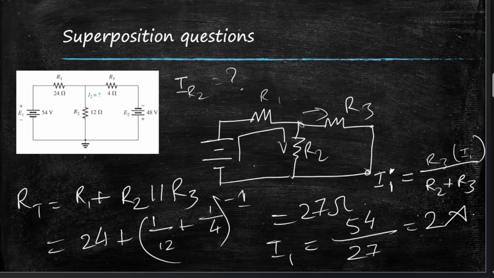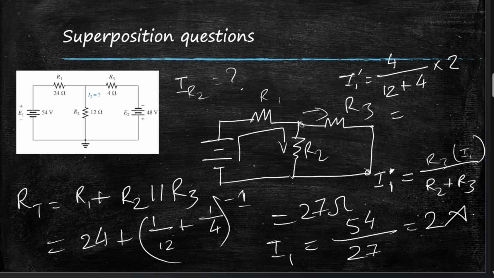It won't copy. Okay, let's just do it here. So I1 prime is equal to R3, which is 4 ohms, over R2, which is 12 ohms, plus R3 again, which is 4 ohms, times I1. So that's 2 amperes.